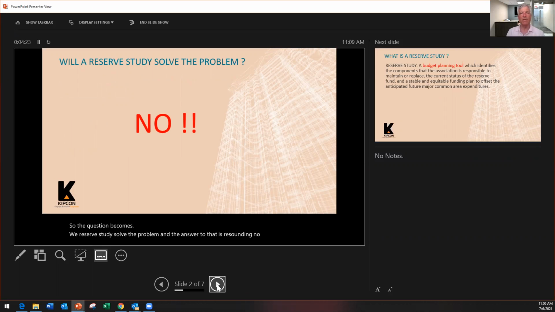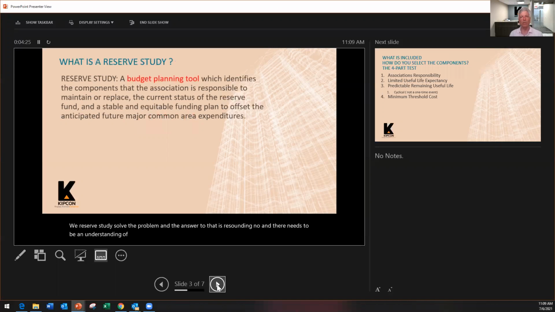There needs to be an understanding of what a reserve study is and what's included. The definition of a reserve study from the National Reserve Study Standards is that it's a budget planning tool. A budget planning tool, keep that in mind. And it identifies the components that the association is responsible to maintain or replace. So it's a budget planning tool.